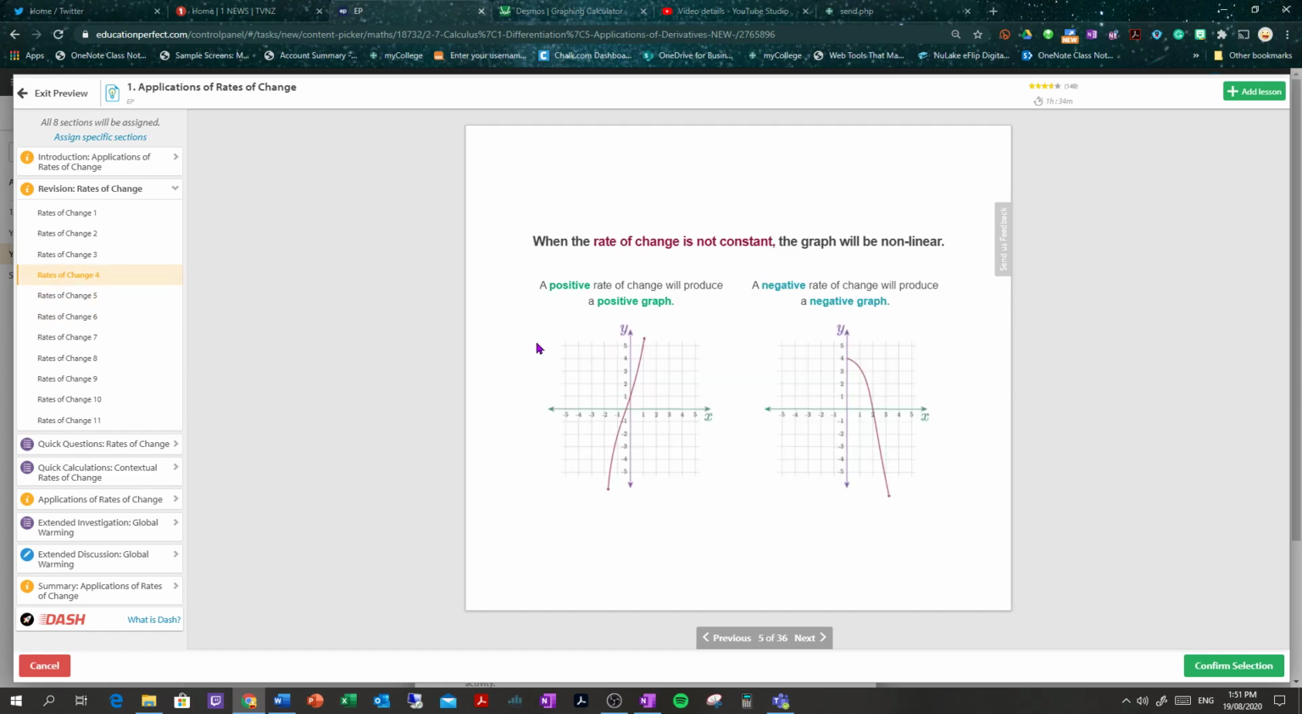But the problem is when the rate of change is not constant and the graph is nonlinear, then what do we do, right? So a positive rate of change will produce a positive graph. Again, as you go from left to right, is the thing increasing? Is it increasing at a steady rate and all that? So I know this is increasing because if I drew a tangent at any point along this, the tangent would be positive, right? If you draw any tangent along this graph, it's increasing. It's increasing over time. Not a steady rate of increase, but it's increasing. Whereas this one, as you go from left to right along the x, it's decreasing. That's a decreasing or negative rate of change.